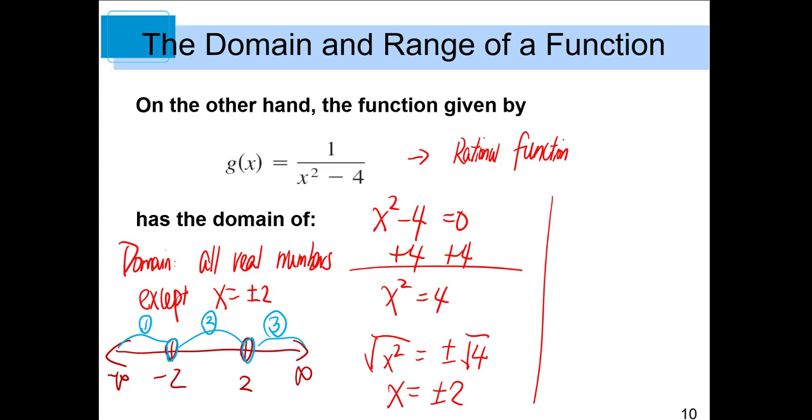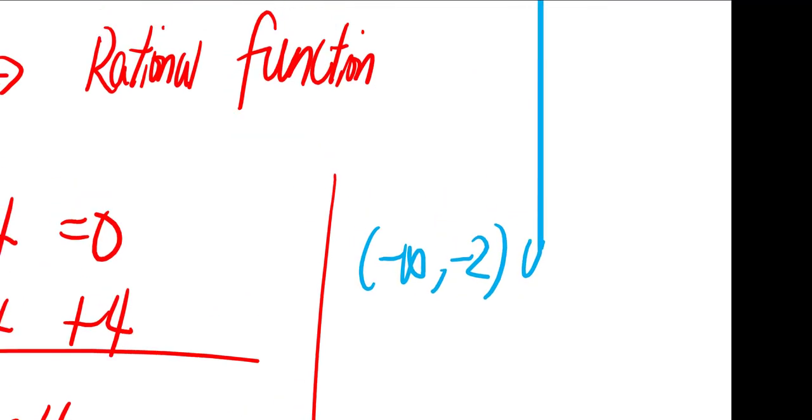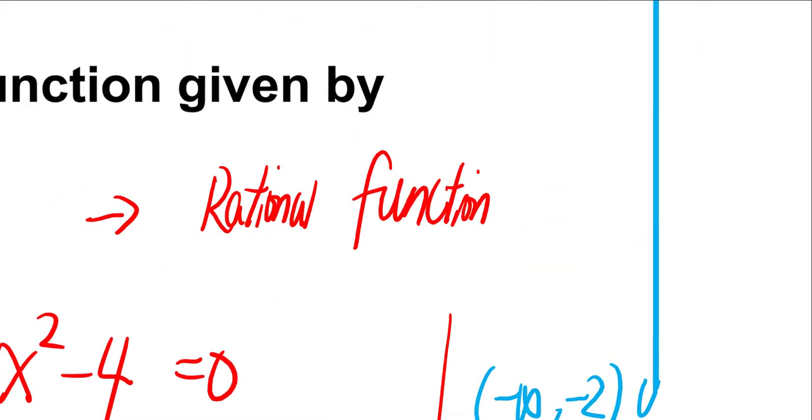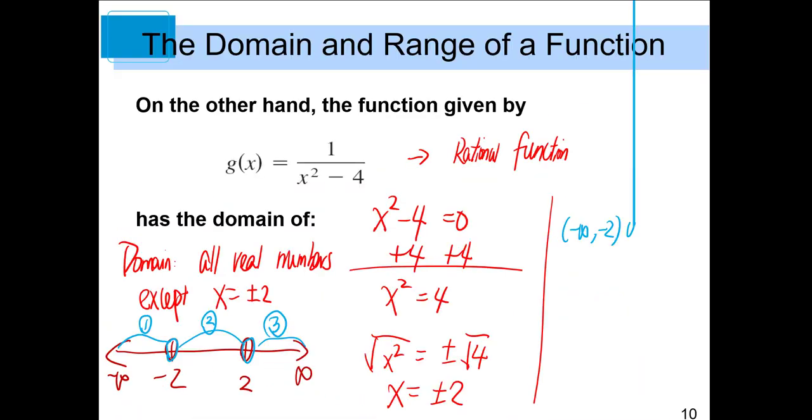So using the sign notation will be negative infinity to negative 2, union negative 2 to 2, and union 2 to infinity, right? That will be the domain using the interval notation, right? It's called interval notation.